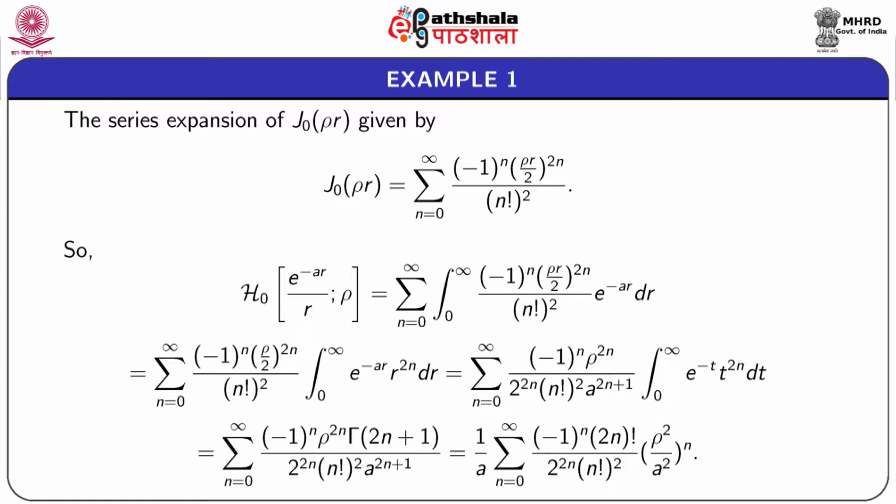So, that Hankel transform of e to the power minus ar by r is equal to summation (-1) to the power n ρ to the power 2n gamma(2n plus 1) divided by 2 to the power 2n (n factorial) whole square a to the power 2n plus 1. And this is equal to 1 by a summation n equal to 0 to infinity (-1) to the power n (2n factorial) by 2 to the power 2n into (n factorial) square, (ρ square by a square) to the power n.